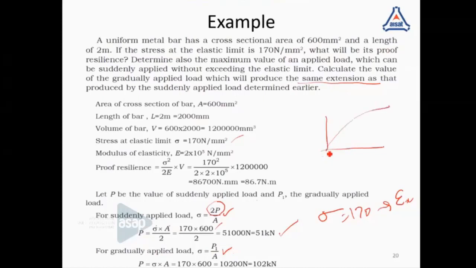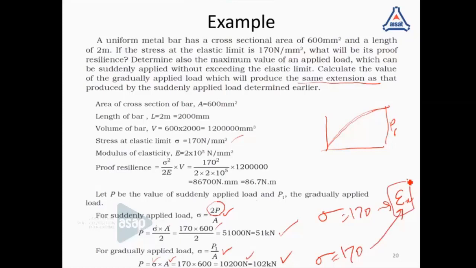It's a load deformation curve. Gradually, the load increases up to the maximum of P1. And in that case, stress is equal to P1 by A. P1 is not known, but sigma and A are available. Using that, we can determine the value of the gradually applied load to produce the same stress of 170 Newton per millimeter square. That will produce the same strain and same extension.